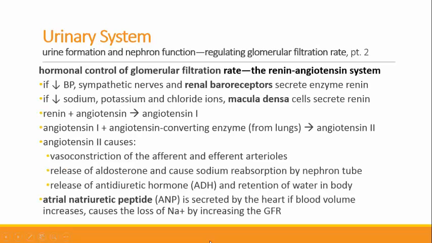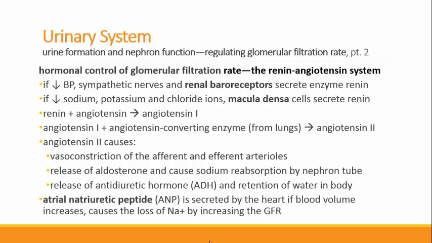So there are also hormones, or hormone-like materials, that are involved in regulating glomerular filtration. If there's a decrease in blood pressure, the sympathetic nerves and some pressure-sensitive regions of the kidney will secrete an enzyme called renin. So renin is produced as blood pressure is decreased.